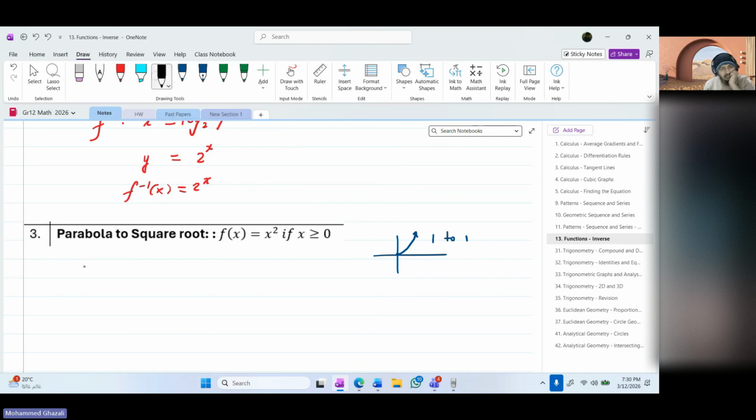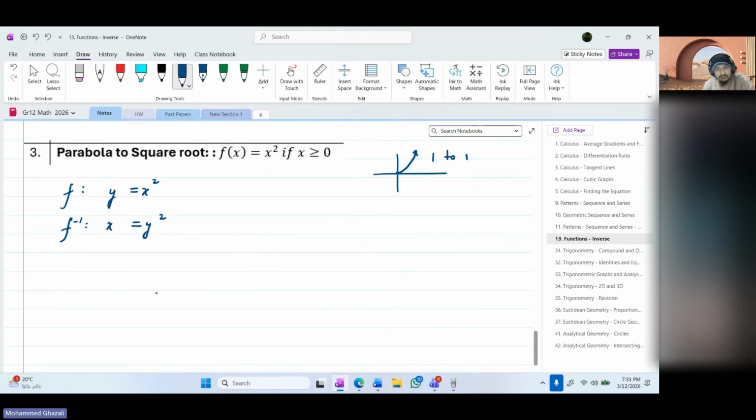So there's your function, which is one-to-one, it's unique. We're going to say f is the function y equals x squared. So f inverse is the function x equals y squared. Now you need to solve for y. Solving for y gives us plus or minus the square root of x. Looking at the domain and the range, the domain of f is x greater than or equal to 0, and the range of f is y greater than or equal to 0. Now, should I take the positive or the negative square root?